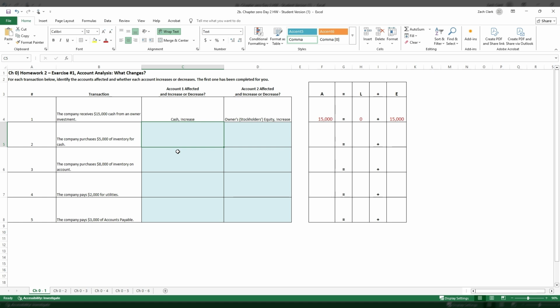The company purchases $5,000 of inventory for cash. So now we've got cash again being affected. But in this instance, we're paying cash. We purchase something with cash. So our cash is going to decrease. And on the other side, we're going to have merchandise inventory, and that's going to increase.